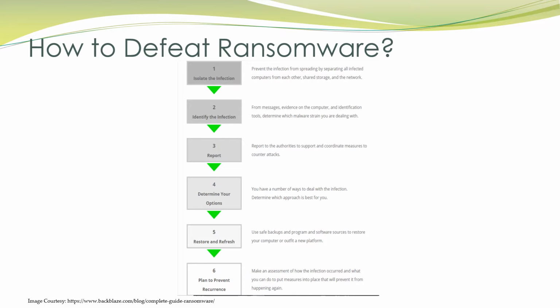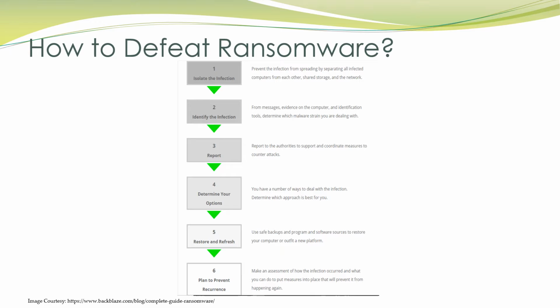So how do we defeat ransomware? Let's go through some of the steps. First, isolate the infection completely from spreading to other systems. Second, identify the infection. Find the type of malware strain and see if there is an antidote for it. Number 3, report the ransomware. It is important to report to the authorities, especially HIPAA, in case there have been breaches or data leaks.